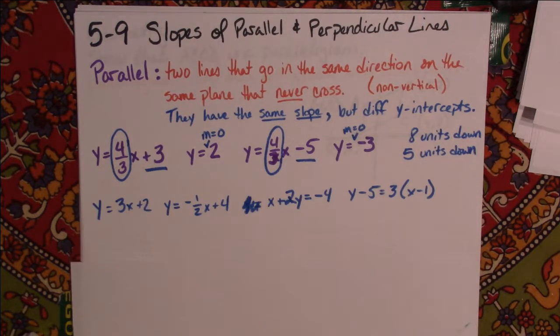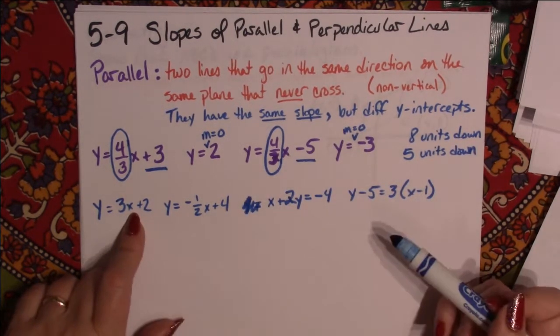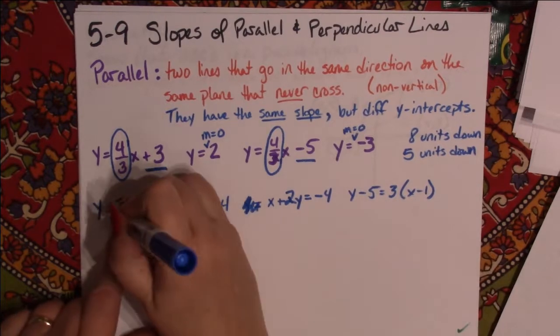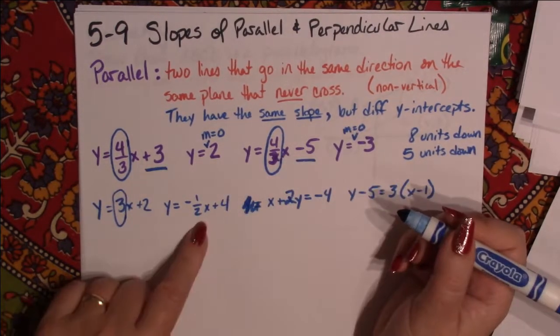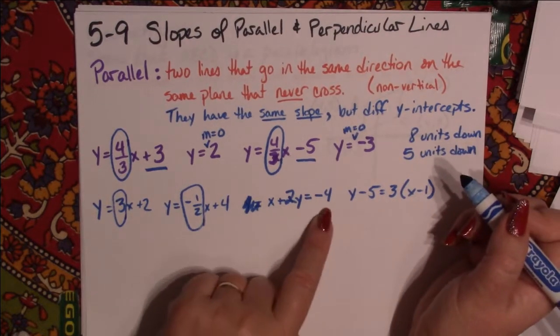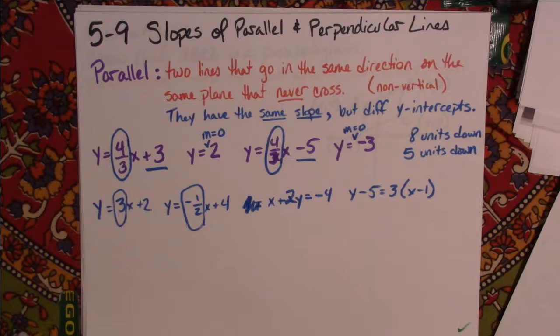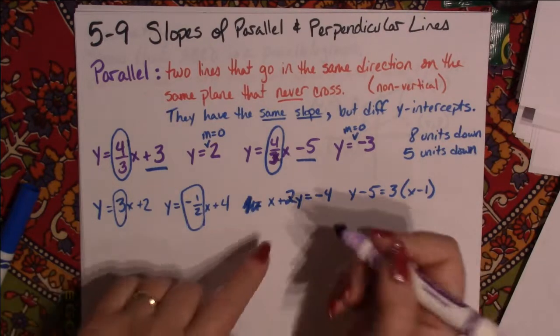Let's try a couple more sections. In looking at these, I have here a slope of 3. I have here a slope of -1/2. I have here something that's not in y-intercept form, and here something that's not in y-intercept form. Let's see which ones of these match.